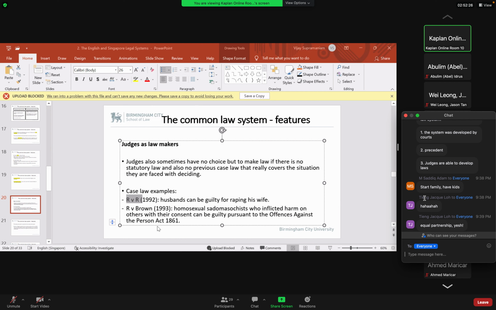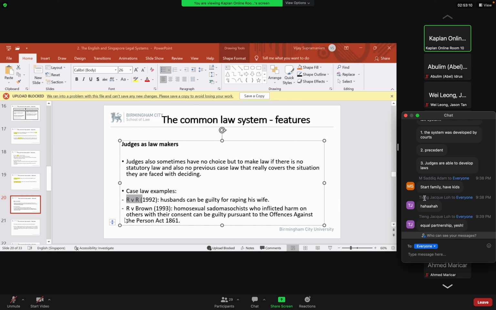So Crown at R is a very good example to show that when there is an outdated decision, the courts will be willing to depart from their own precedent and develop new laws. So what were the new laws that they developed here? They basically established that husbands can be guilty of rape. So when I say husbands can be guilty of rape, this is the law that they have developed.